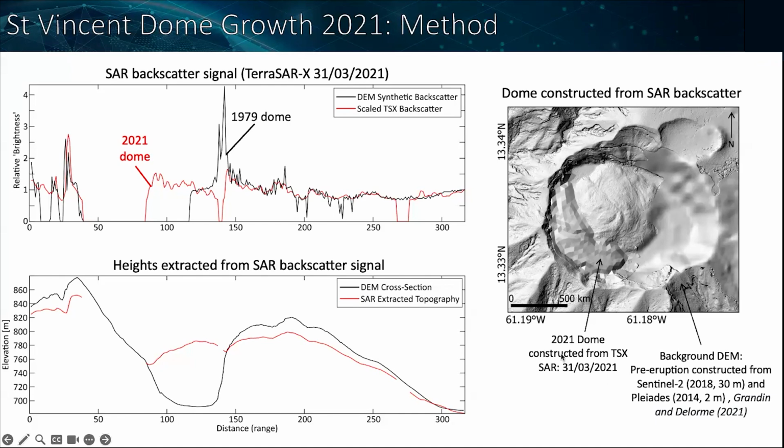There are a couple of assumptions you have to make about crossing zones of shadow and about foreshortening, where you get distortions due to the geometry of the side-looking radar. And the background DEM that she used to do all of this was Pléiades derived, made by Raphael. So you can see that this red line here is the new dome. The black line is the pre-existing topography with the old dome up here, which you see we've not matched perfectly in that particular retrieval.